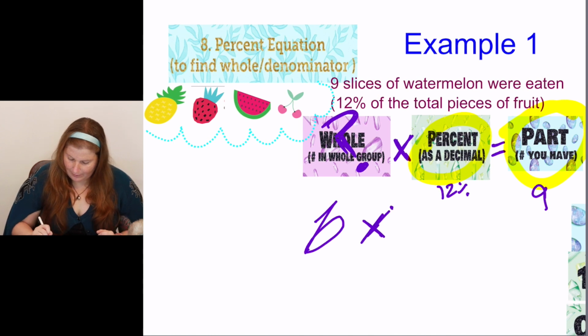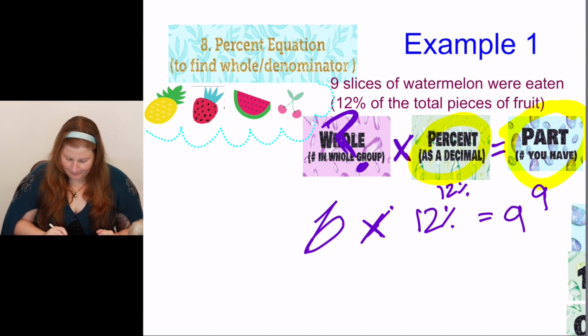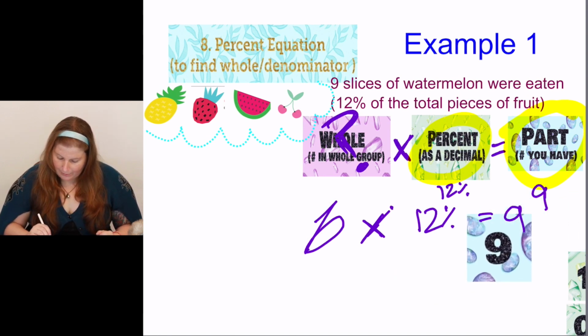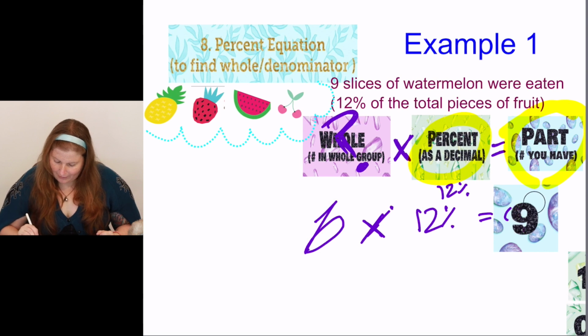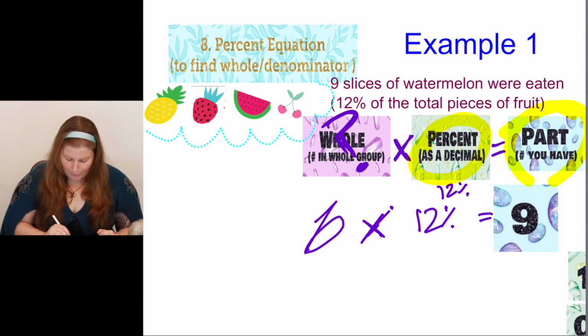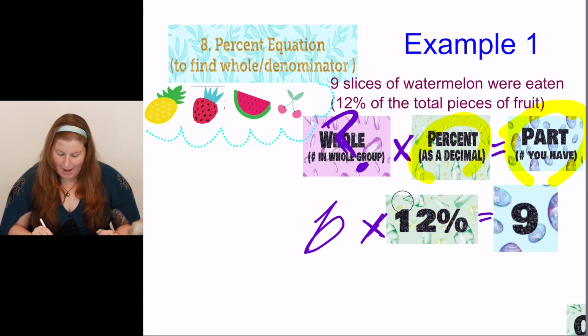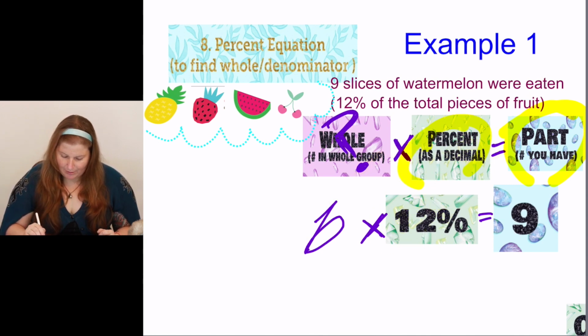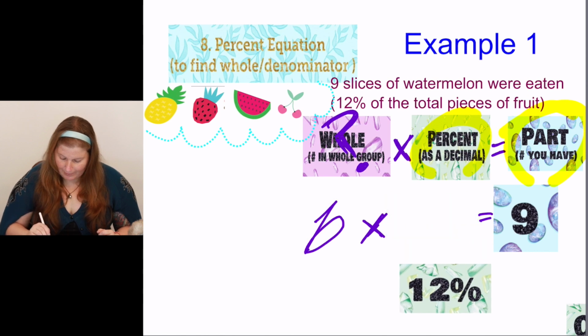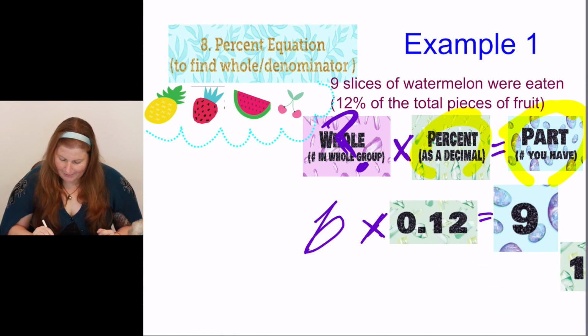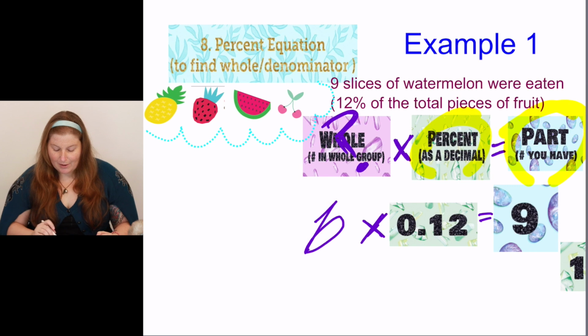So I'm going to have an unknown variable, or b, times 12% is equal to 9. So I'm going to put the 9 tile here. That's what it has to equal when I'm done with my equation. And for 12%, remember, we can't really multiply something by 12%. We have to convert it into a decimal, and that's why this up here says percent as a decimal. So 12% as a decimal is 12 hundredths. So something times 12 hundredths is equal to 9.